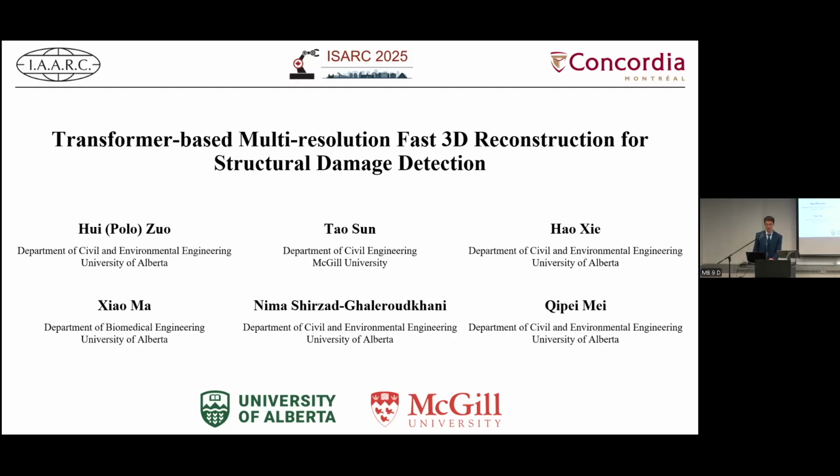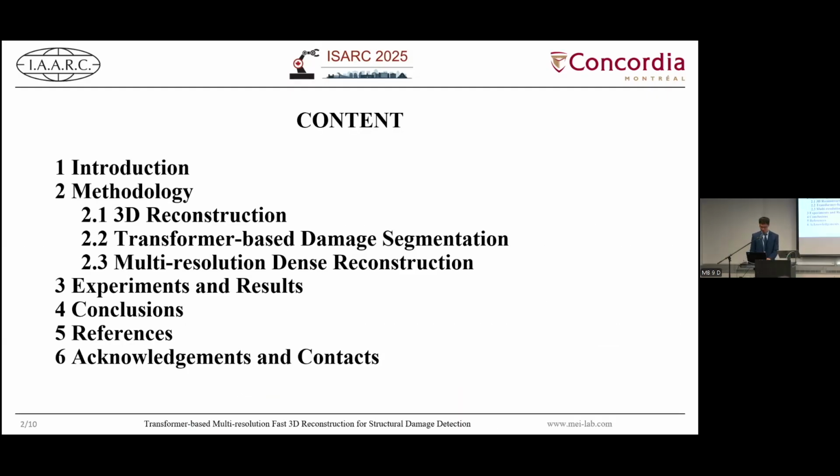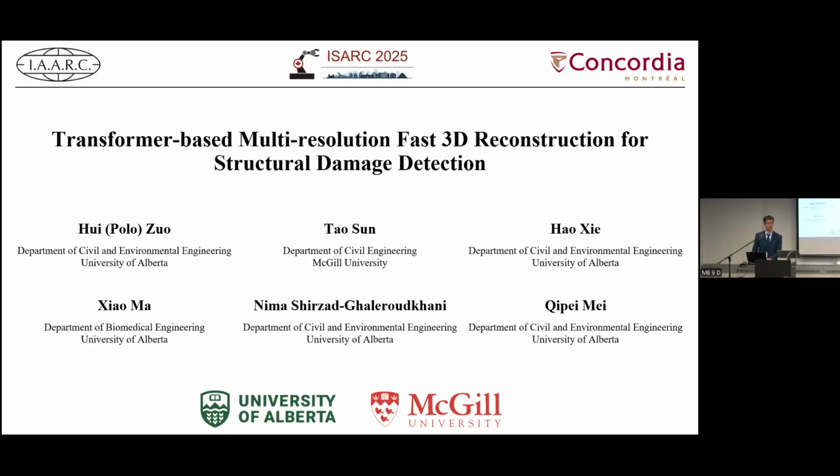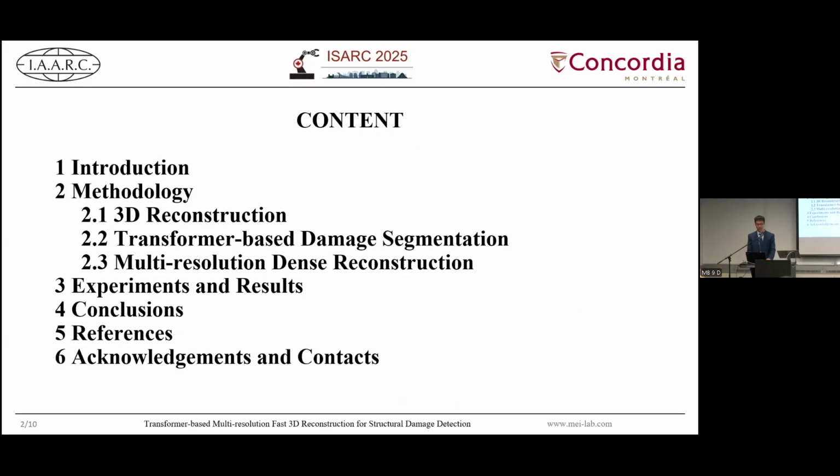Today, I'm going to be presenting the research work about the transformer-based multi-resolution fast 3D reconstruction for structural damage detection. Actually, it's a collaboration work with Taosun from McGill University and my colleagues Xiao, Dr. Nima Shirzad, and my supervisor, Dr. Qipei.